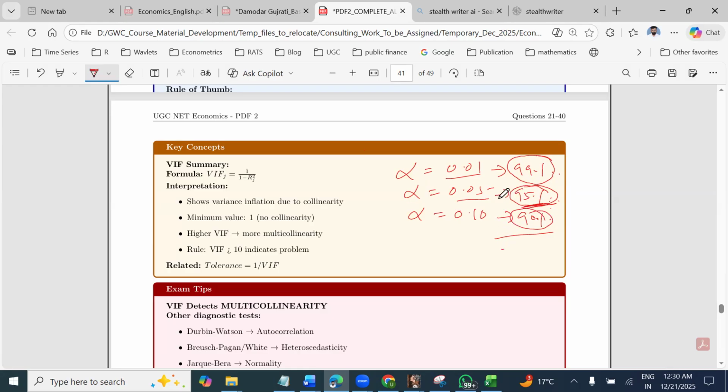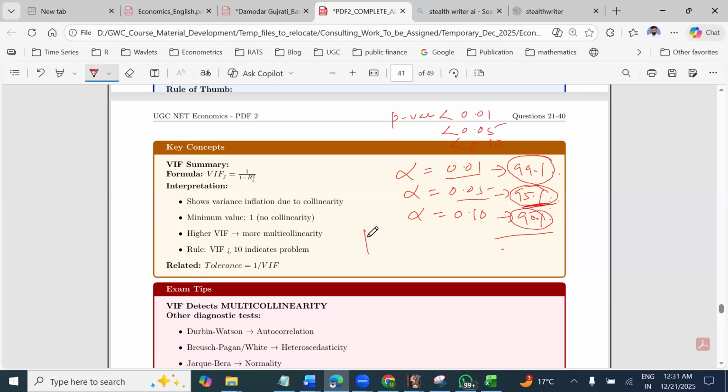Now you tell me, if a test has a p value, whatever the p value, if it is less than 0.01, then definitely it will be less than 0.05 also, na? 0.05. Yes, sir. That is why I was telling you. And it will definitely be less than 0.10.